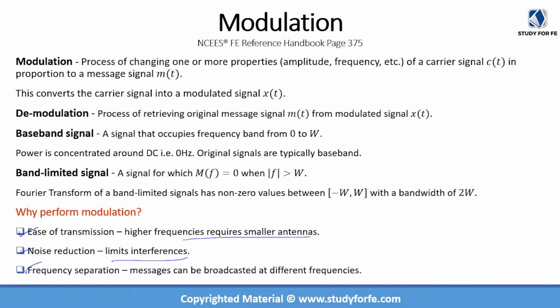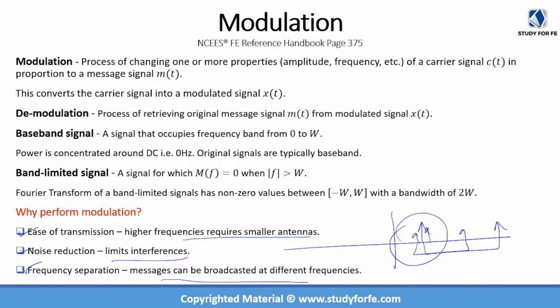And then frequency separation. Messages can be broadcasted at different frequencies. Now, let's say you have one radio station broadcasting at this frequency and the other one broadcasting here and the next one broadcasting here. You can see that it can become quite cluttered. If this radio station can move its frequency over here, this radio station can move its frequency over here, and this radio station can broadcast here, then you avoid that cluttering, and we can use a wider range of frequencies for transmission.